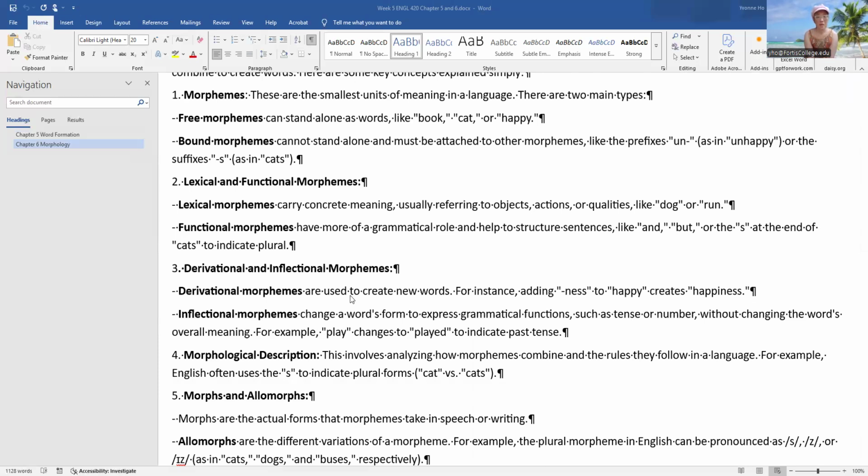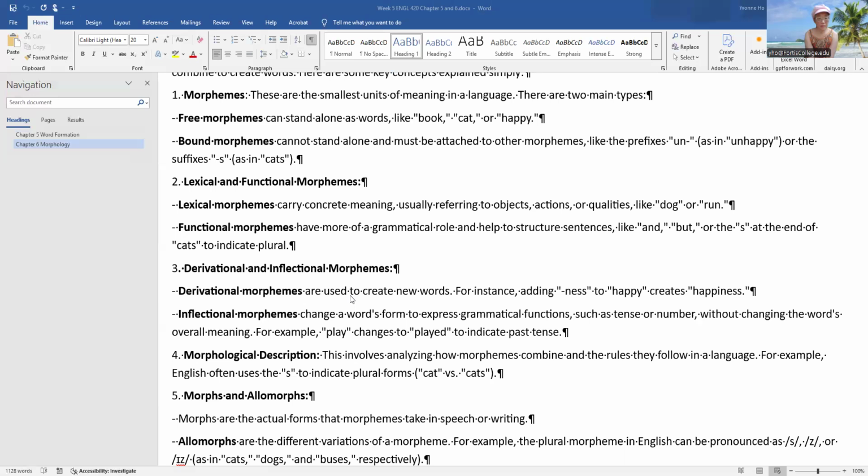Derivational morphemes are used to create new words. For instance, adding the suffix ness to happy creates the word happiness. Inflectional morphemes change a word's form to express grammatical functions such as tense or number, without changing the word's overall meaning. For example, play changes to played to indicate past tense.